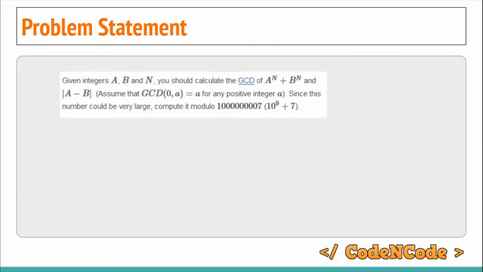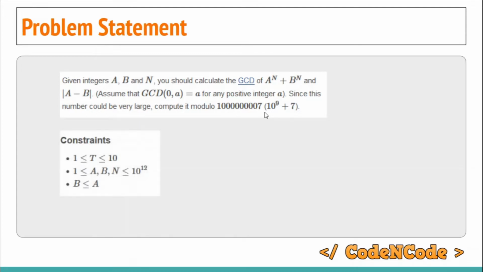If you are following this series and you have taken the lecture where we talked about the Euclidean division algorithm, in that lecture we saw that GCD of 0 and a is actually a. So this is not something new for us. Since the answer can be very large, we have to print it modulo 10 to the power 9 plus 7.